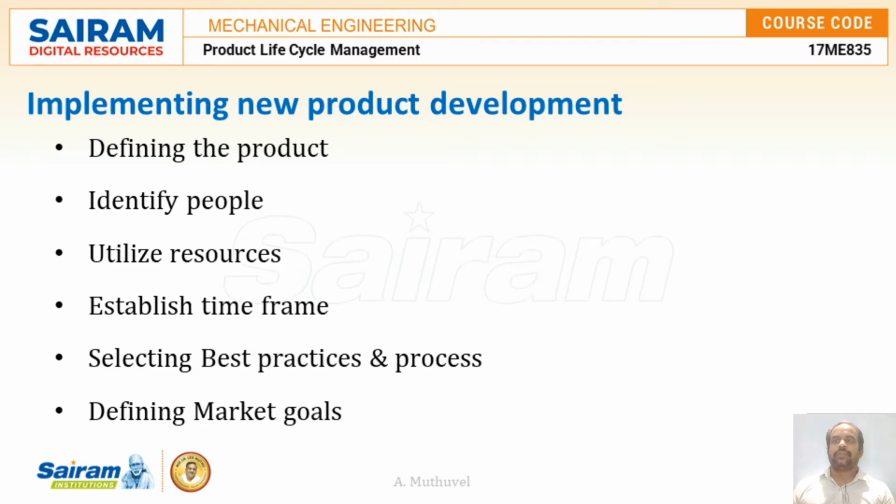First, you are defining the product; second, you are identifying the correct people; third, you are utilizing resources; fourth, you are establishing time frames; fifth, you are selecting the best practices and processes; and the sixth one is you are defining marketing goals.